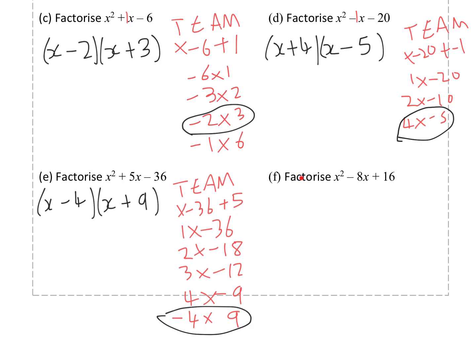Finally, we've got to factorise x squared minus 8x plus 16. There's no common factor, so it's double brackets. It's going to be x and x, because x multiplied by x will give x squared. We're looking to times to give the end number, which is 16, and add to give the middle number, which is minus 8. And what's the combination going to be?